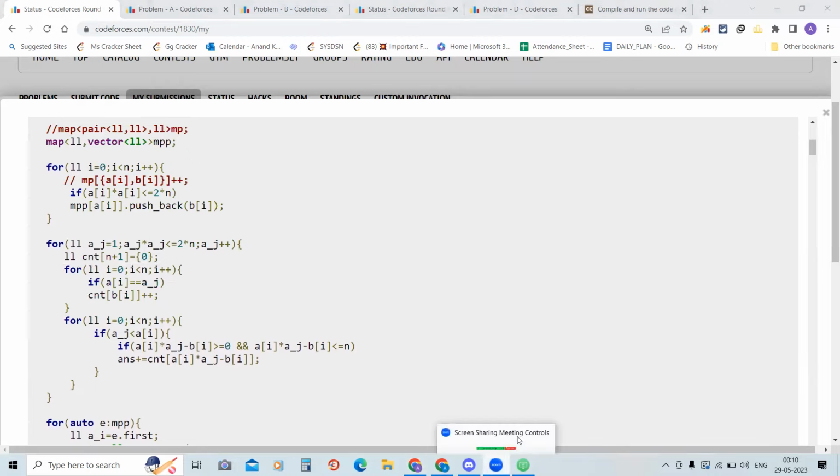Can you explain why you are maintaining the count of AI? Like, what is this AI equal to AJ? Okay, sure.